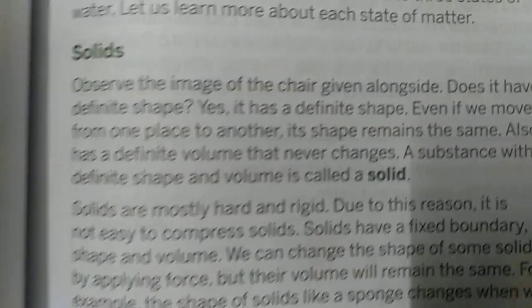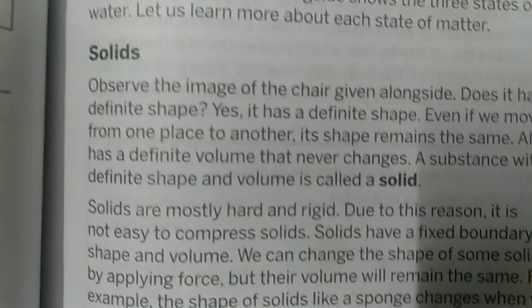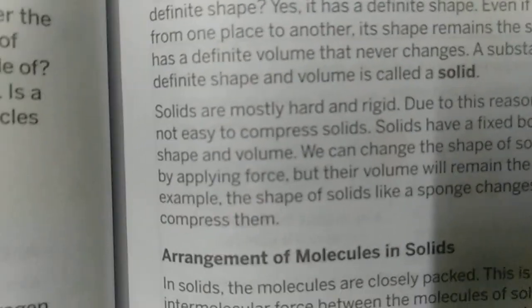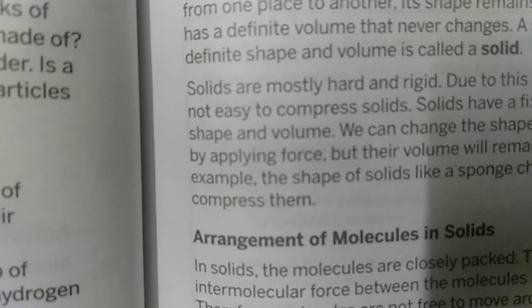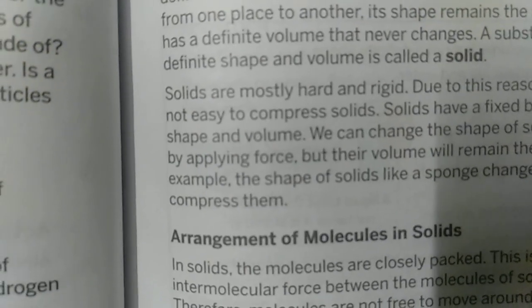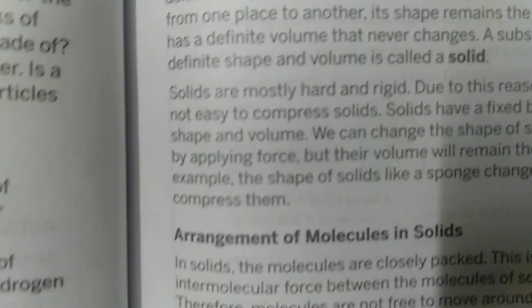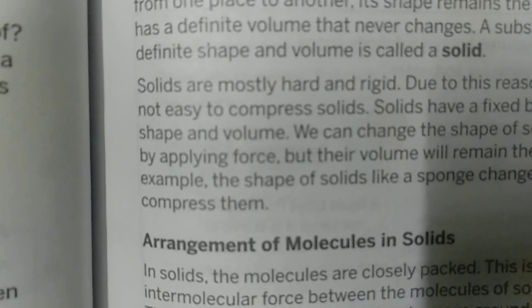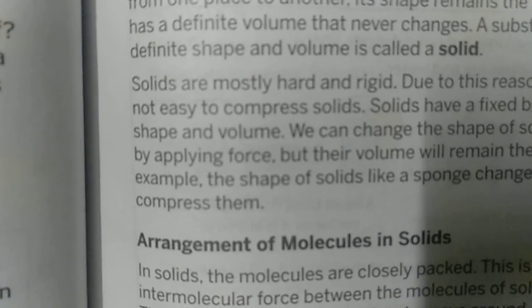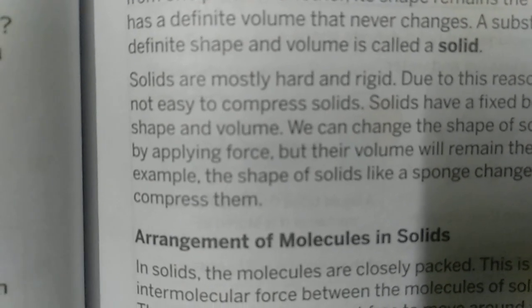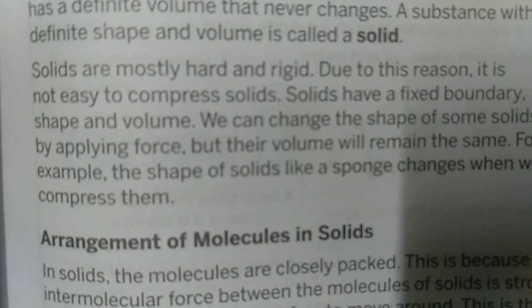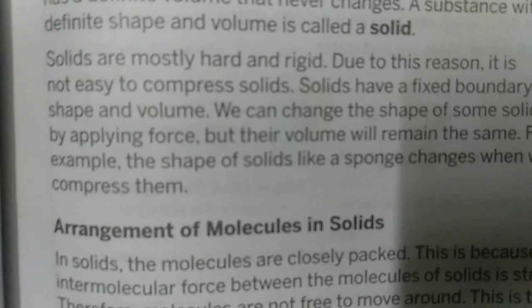What is a solid? A substance that has a definite shape and volume is called a solid. Solids are mostly hard and rigid. Due to this, it is not easy to compress solids. They have a fixed boundary, shape, and volume. We can change the shape of some solids by applying force, but their volume will remain the same. An example for this is a sponge, which we can compress, but when we release it, it gets its form back. We can cut it out.